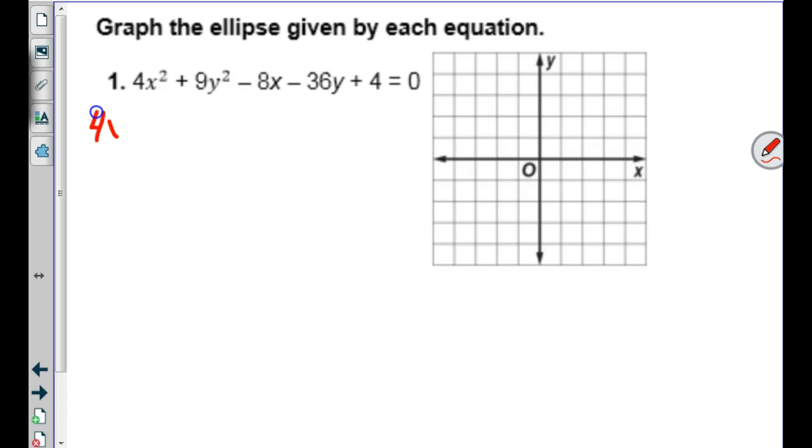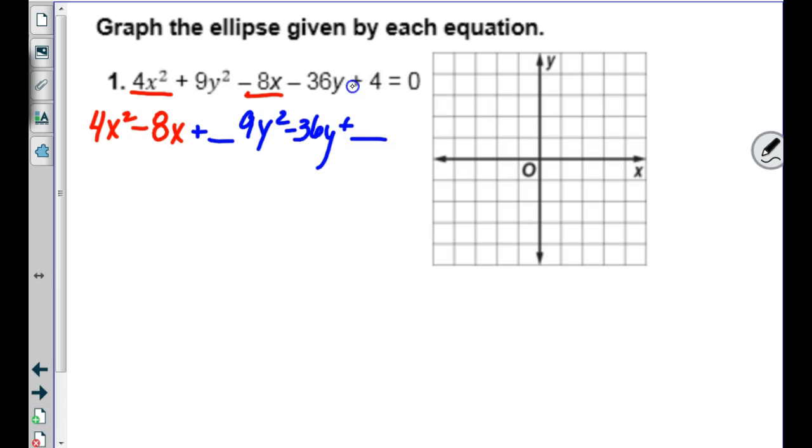So we have a 4x squared minus, there's an 8x back here that goes with it, right? And eventually we're going to need a blank. And then back here we have a 9y squared and a negative 36y. You can move them to the other side, guys, but I wouldn't, because you're going to have to complete the square with both of them anyway. Okay?